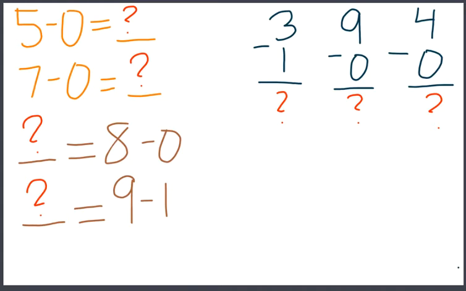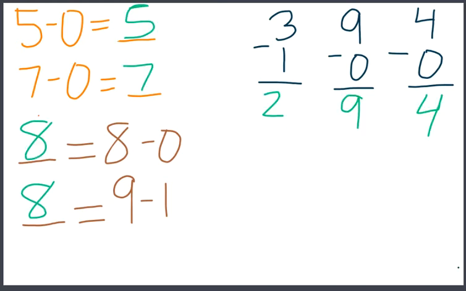So let's talk about the answers and any patterns. Let's look at our first 2 problems right here. If 0 is subtracted from any number, like 5 minus 0 and 7 minus 0, that number does not change because we're not taking anything away. So 5 minus 0 equals 5, 7 minus 0 equals 7. We can see that again a couple more places on the screen.